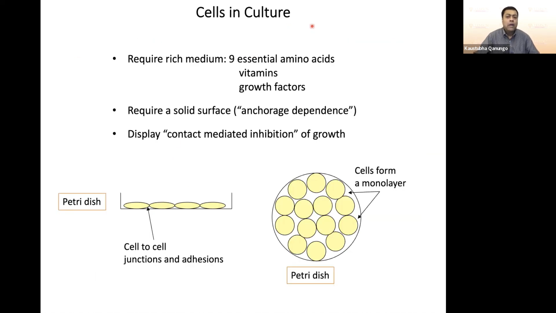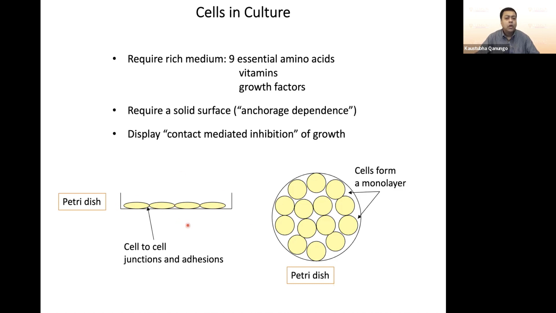So let's take a look, and this is a revisit from your first chapter or the first module. So cells, when we grow them in culture, we already know that we need essential amino acids, at least 9 of them out of 20, vitamins, and growth factors, which come from the serum that is being supplied. And most of the cells require a solid surface, meaning they are anchorage dependent. So if you take a Petri plate where you are culturing your cells, or a tissue flask, any kind of vessel, the cells will be attached to the bottom. This is what is called anchorage dependence.